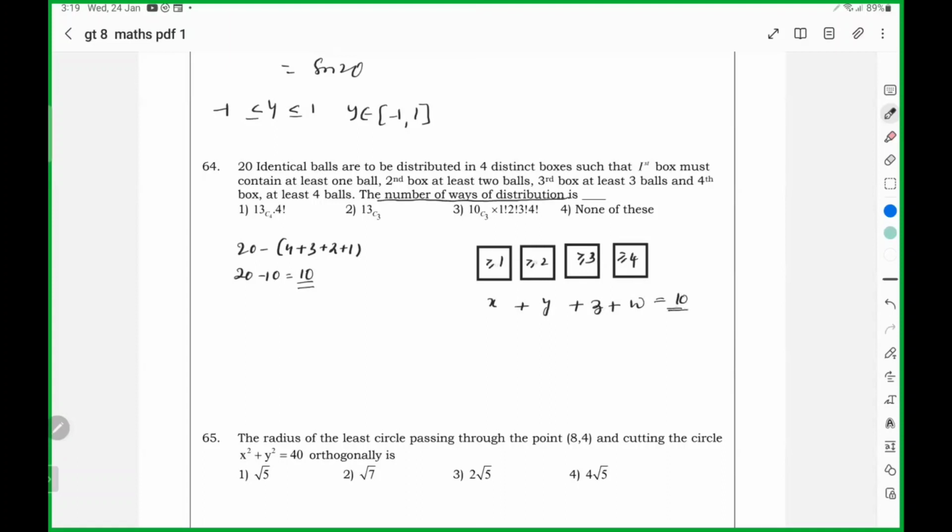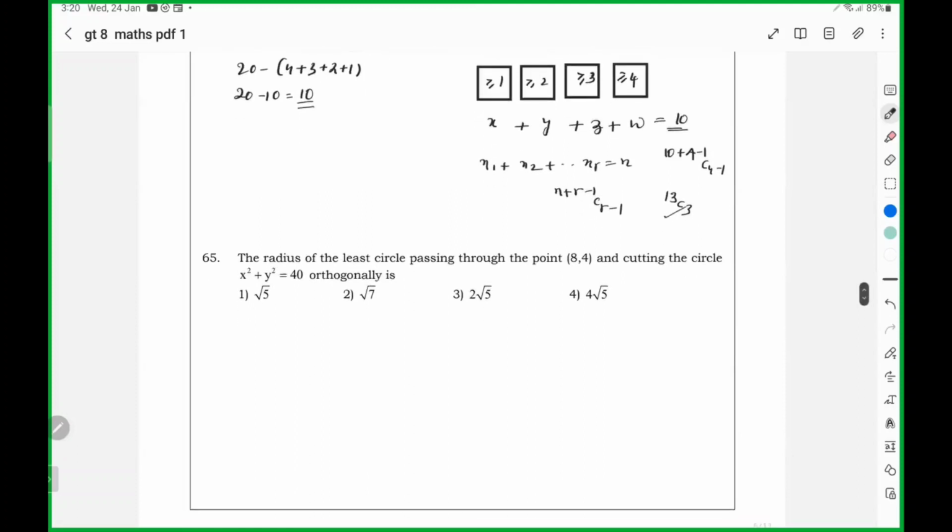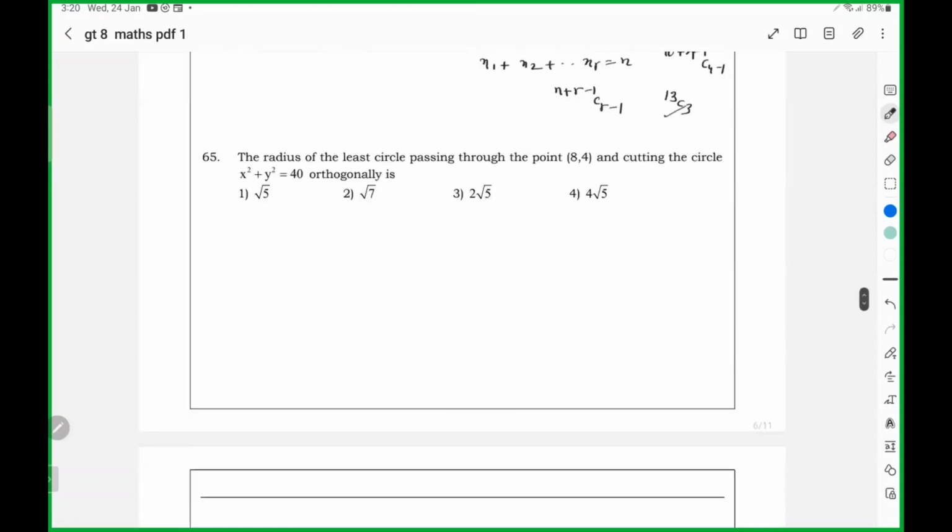He has not given any condition or restriction on the box. That box can hold this many balls. So it can vary from 0 to any number. In such case, for this, you have a formula n plus r minus 1 C r minus 1, 10 plus 4 minus 1 C 4 minus 1. So the number of ways of distributing balls in 4 identical boxes is this.